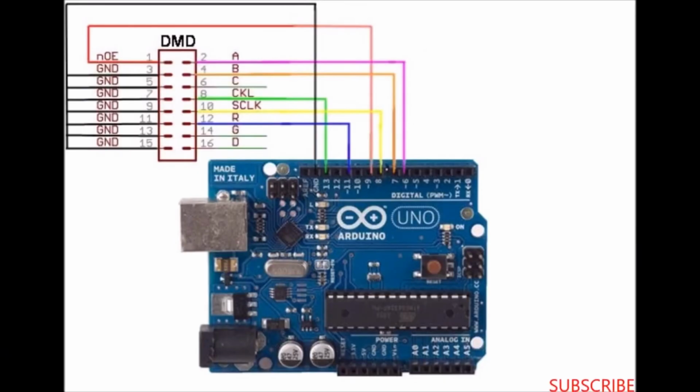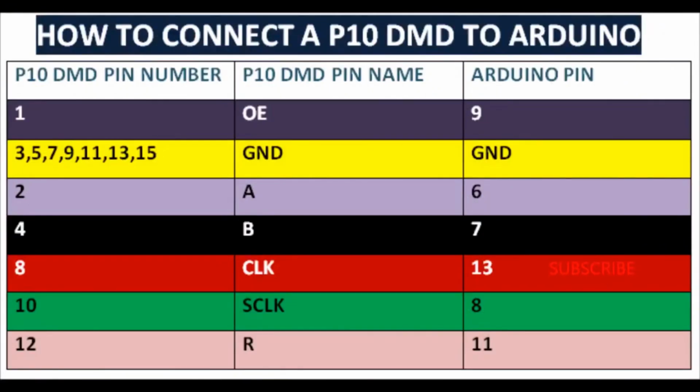The first step in the process is to have a circuit diagram for the design, and the circuit diagram for the design is as shown on the screen. The connection is between the Arduino Uno board and the P10 DMD display module. Using some jumper wires, you can make the connection. So here is how to make the connection.